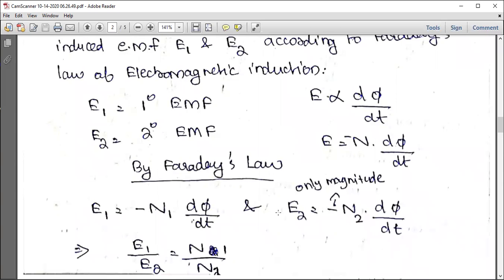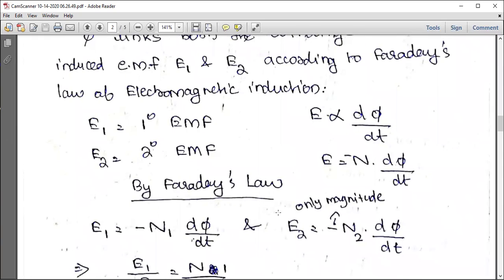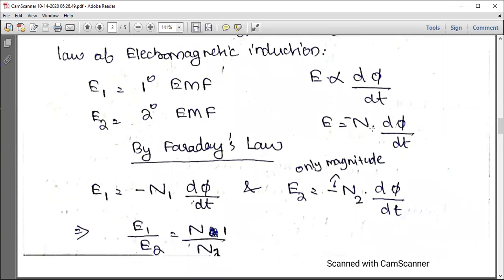Already the same only. Just to make it clearer, and from an examination point of view, I am explaining. You should write all these things in your university exam. So E1 is the primary EMF and E2 is the secondary EMF. I already told you E is proportional to d phi by dt, that is, the rate of change of flux with respect to time. And E is equal to minus N d phi by dt, and it will be N1 or else N2, and the minus sign denotes that according to Lenz's law, it opposes the rate of change of flux. That is, it opposes the cause.